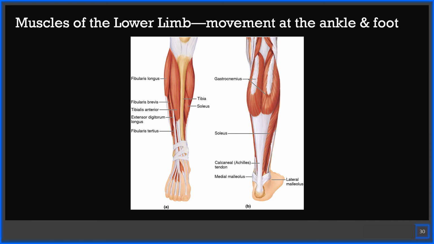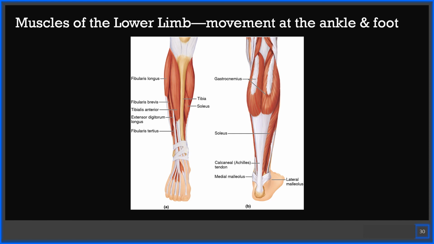The extensor digitorum longus, lateral to the tibialis anterior. The extensor digitorum longus muscle arises from the lateral tibial condyle and proximal 3/4 of the fibula and inserts into the phalanges of toes 2 to 5. It is the prime mover of toe extension, so spreading your toes.